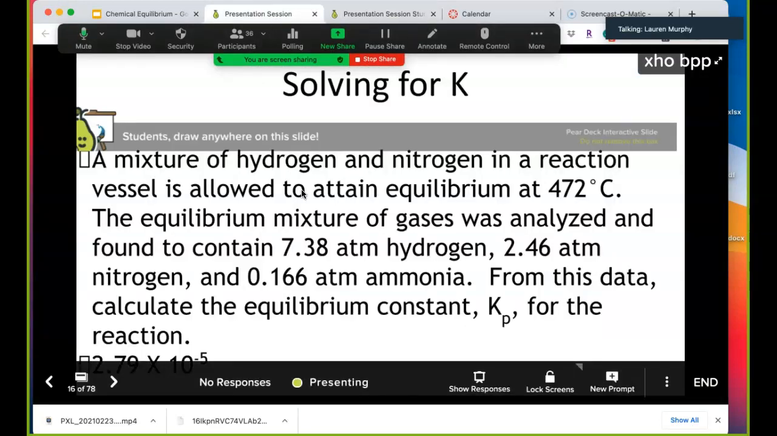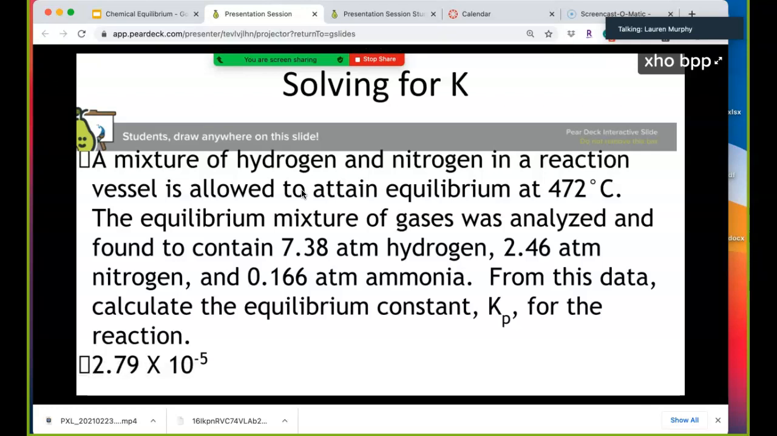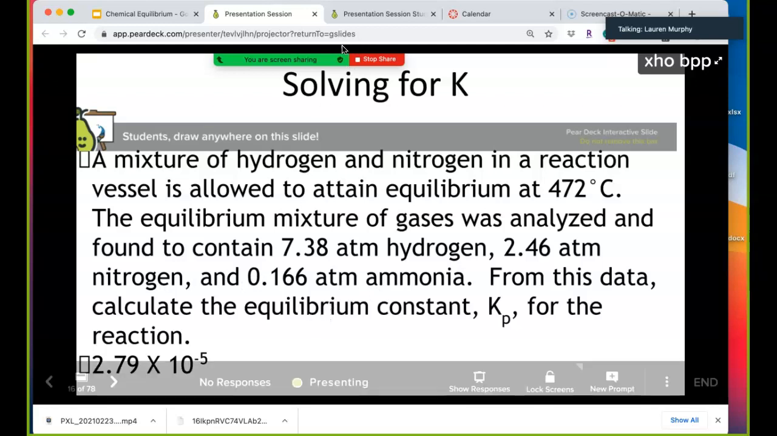Okay, so now if you can write an equilibrium expression for K, you can also solve for it. So again, we're going to have hydrogen and nitrogen that's allowed to come to equilibrium at a certain temperature, and they tell you the equilibrium mixture has these values. So at equilibrium, there's this much pressure of hydrogen, there's this much pressure of nitrogen, and there's this much pressure of ammonia. Calculate K. Well, this is plug and chug. So the first thing we'll do is write out the reaction.